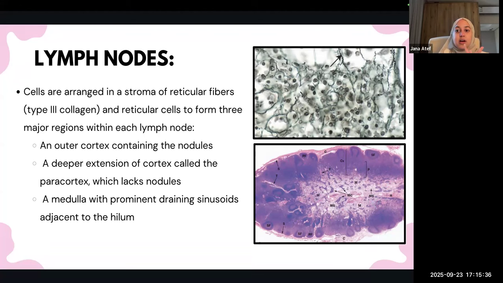Now, remember the nodules, the primary and the secondary. Where are they found? They're found in the cortex. Nodules are only found in the cortex. Once you go to the paracortex, it does not have nodules, and it doesn't have nodules in the medulla either. So you see all these nodules are in the cortex. This part is darker, but it's still cortex, which is why it has nodules. Again, paracortex, there are no nodules. And then the medulla.